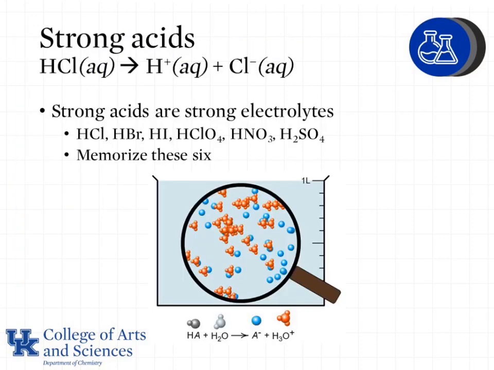Strong acids are strong electrolytes. As a result, they will completely dissociate in water. For example, HCl will dissociate into H+ and Cl- ions. There are 6 strong acids: HCl, HBr, HI, HClO4, HNO3, and H2SO4. You should memorize these 6 strong acids. Other acids that are not on this list will be considered weak.